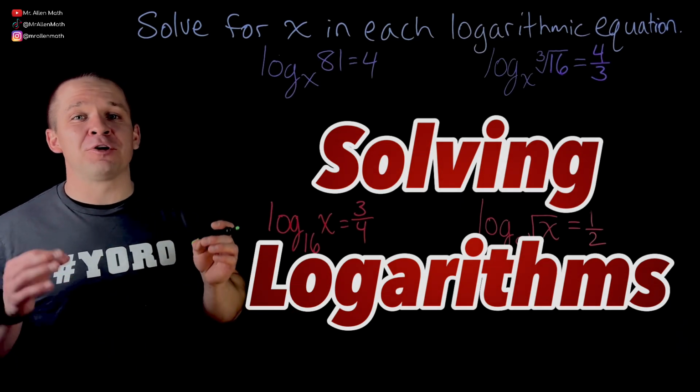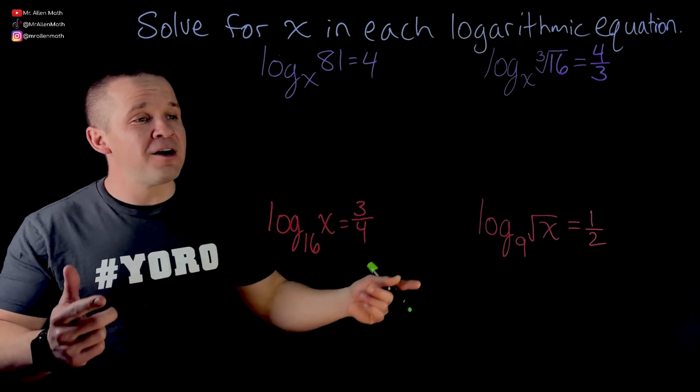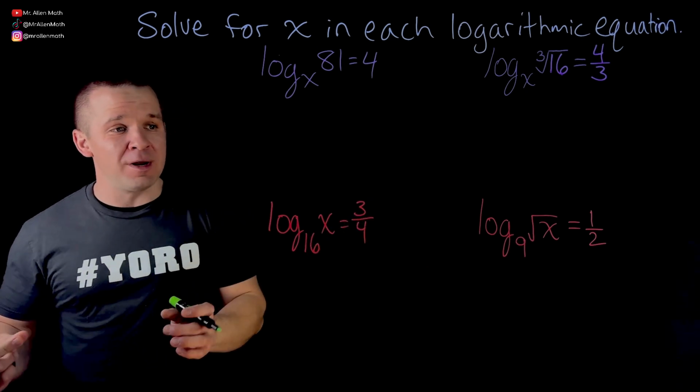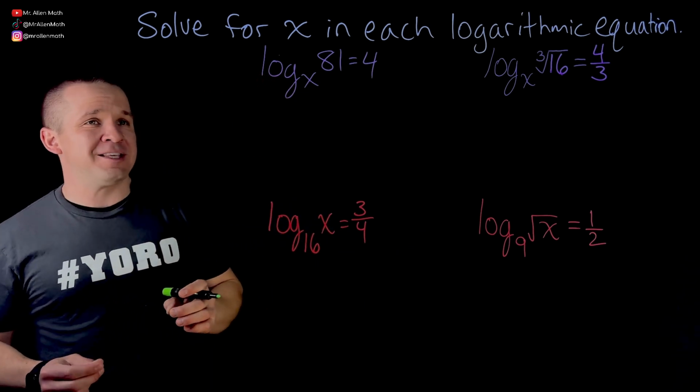We're solving a couple different logarithmic equations in this video. For the first two, we're solving for the base. For the second two, we're solving for the argument. But this last one's got a little bit of a twist right there with that square root. Wonder how that's going to work out.